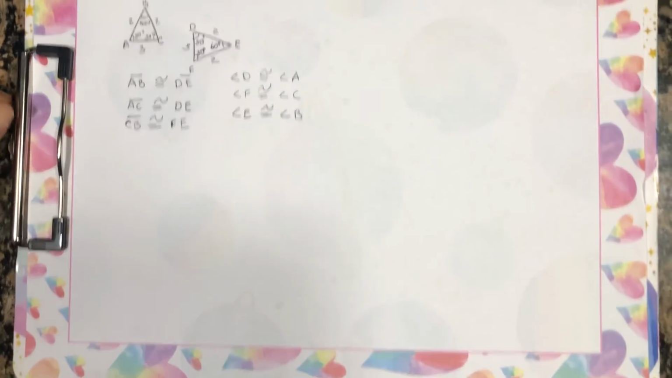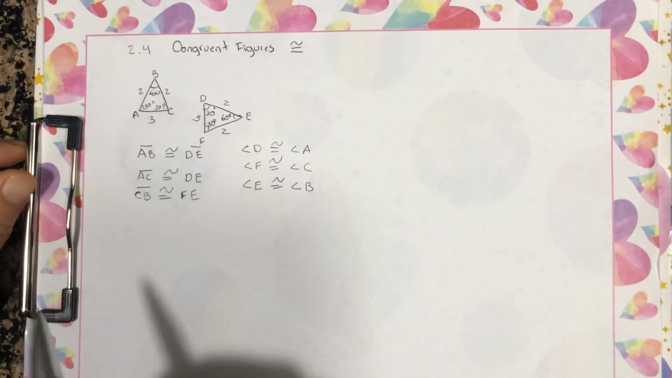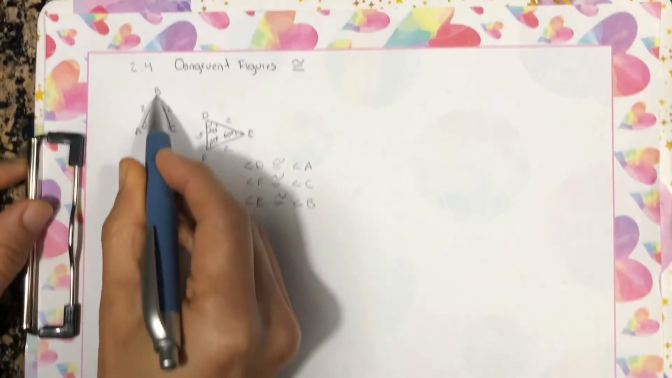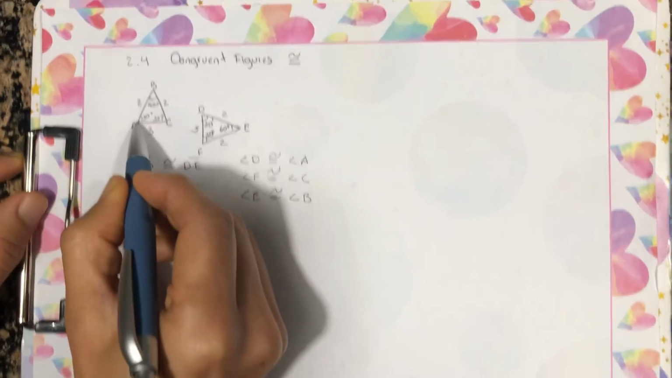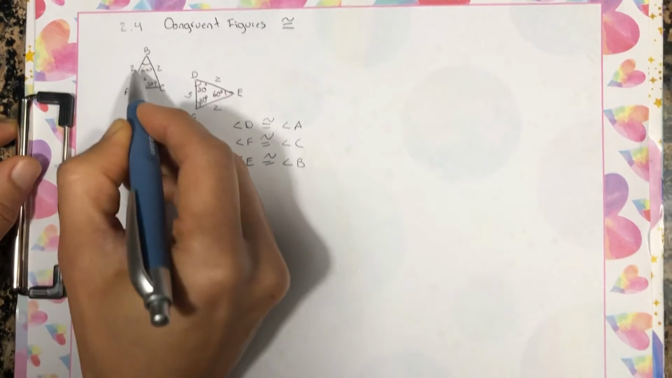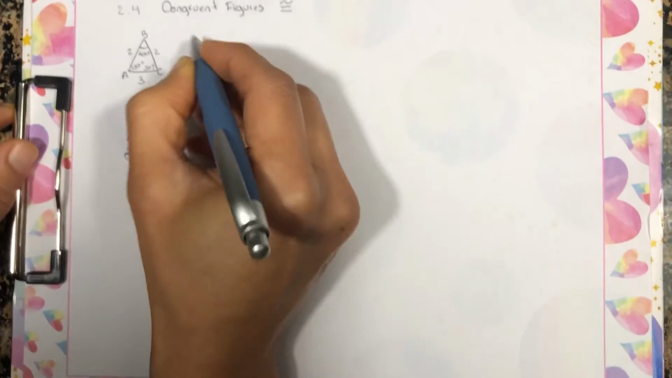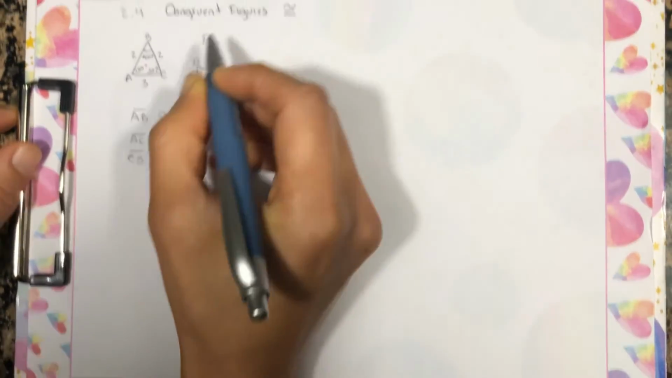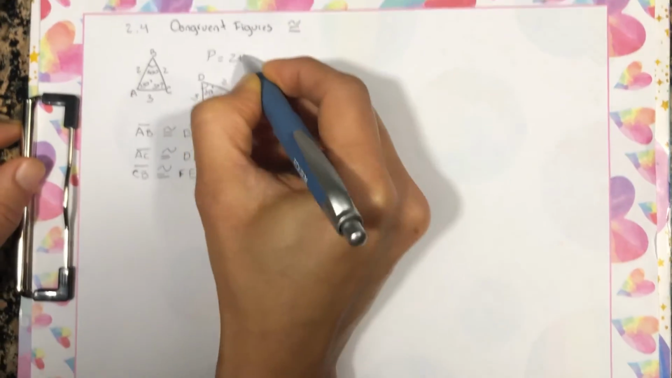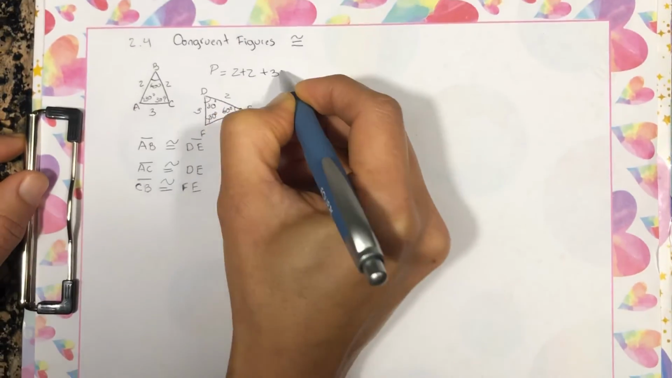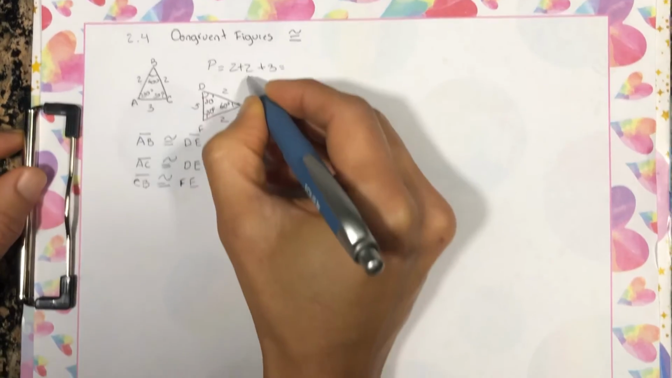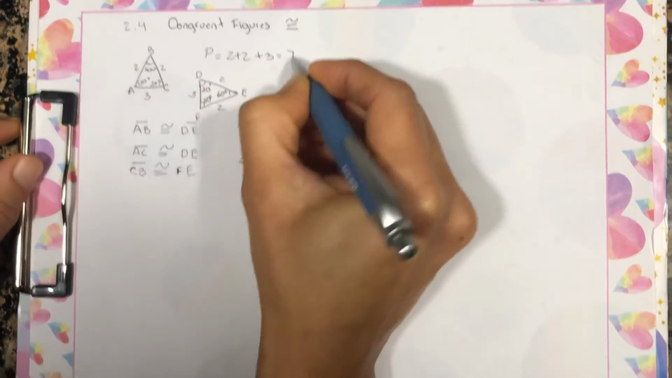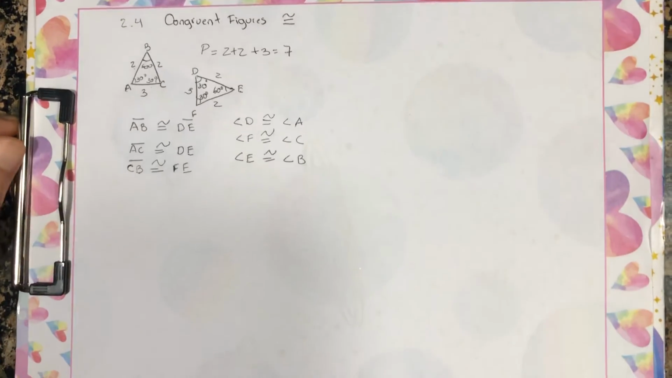Now, if I want to find the perimeter of this figure, perimeter means the length, all the sides. So I am going to add 2 plus 2 plus 3. The perimeter of this triangle is 2 plus 2 plus 3. Sorry for the swinging. 4 plus 3 is 7. So the perimeter is 7.